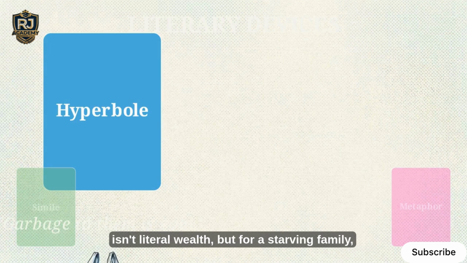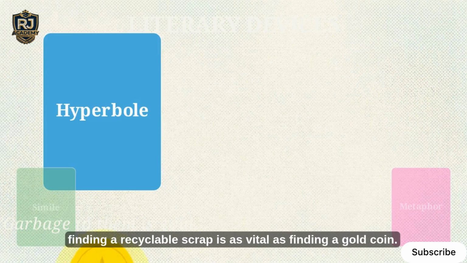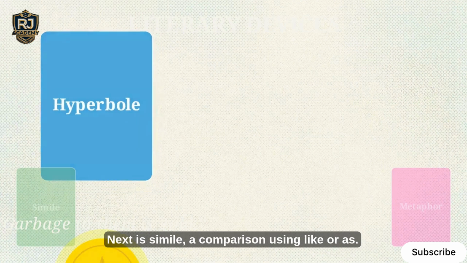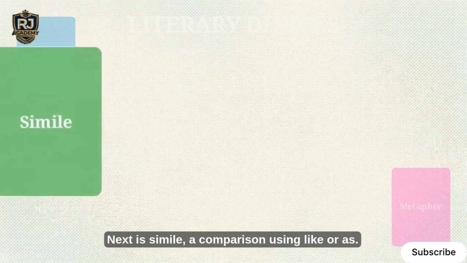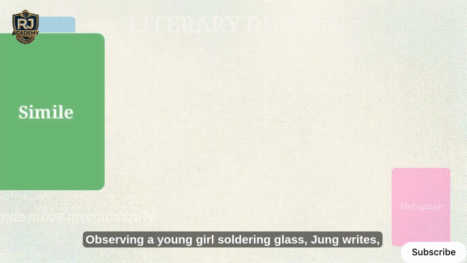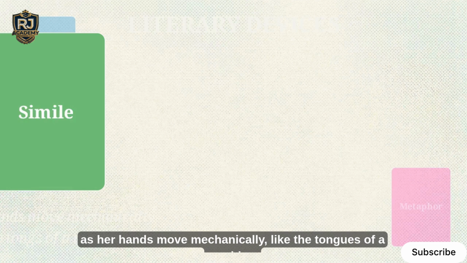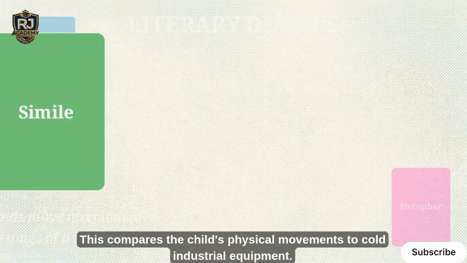The trash isn't literal wealth, but for a starving family, finding a recyclable scrap is as vital as finding a gold coin. Next is simile, a comparison using like or as. Observing a young girl soldering glass, Jung writes, "As her hands move mechanically, like the tongs of a machine." This compares the child's physical movements to cold industrial equipment.